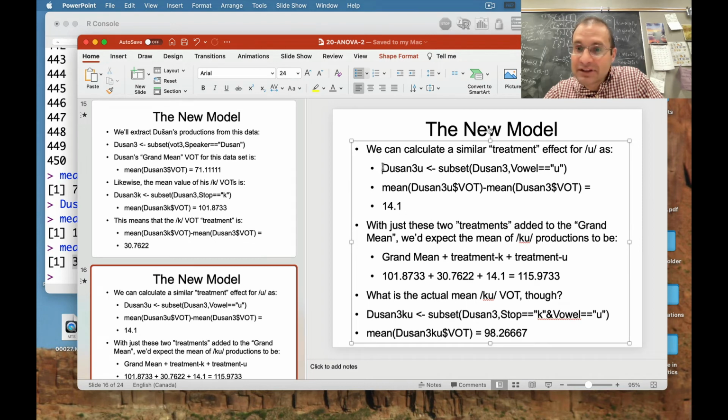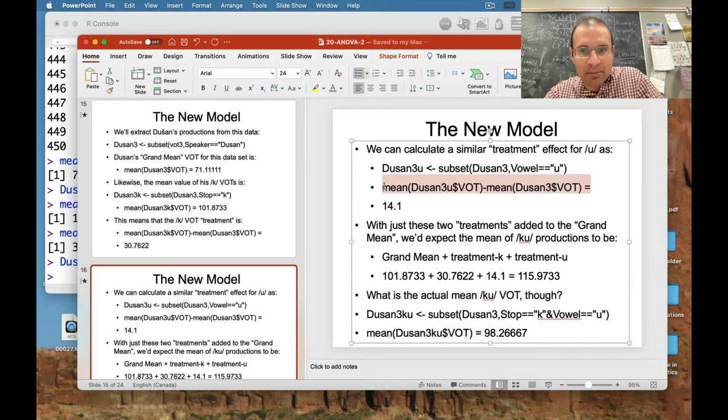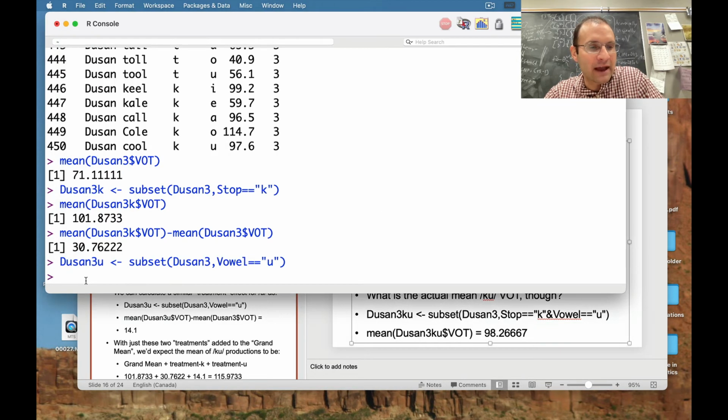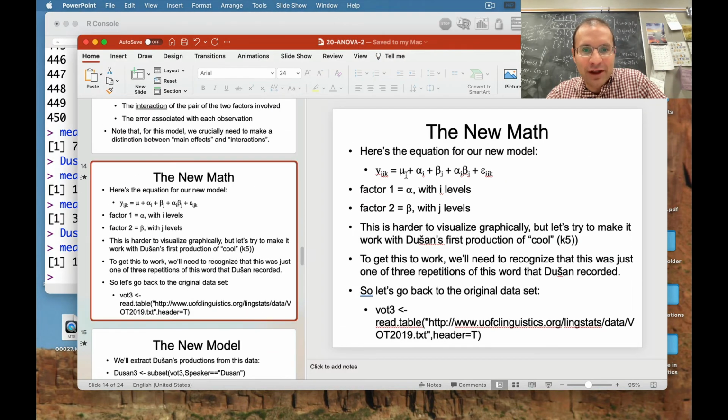We need to calculate a similar treatment effect for OO. So in this case, we will have 5 different vowels in our model. So that beta factor, or factor number 2, is going to have 5 different levels. We're looking at the 5th level here, the effect of OO on VOT in particular, and we find that has a treatment effect of 14.1 milliseconds. So these are our two treatment effects so far. We add both of those to this grand mean, and we are basically halfway through our model.